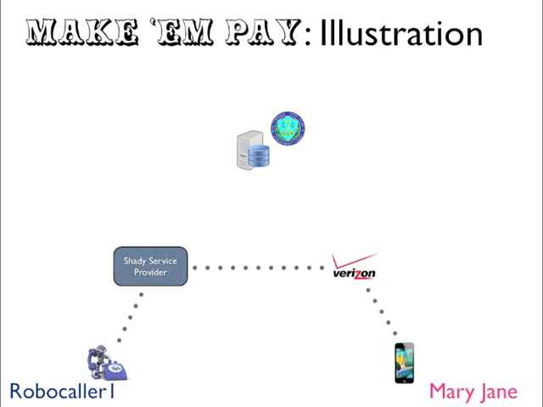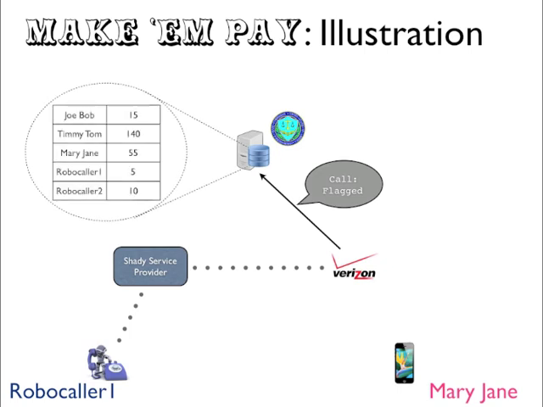However, when Mary Jane realizes that it is a robocall, she'll either press a predetermined sequence on her phone like #666, or simply hang up the phone within a short time, say T seconds, which is a signal that the call is likely a robocall. So this makes her service provider flag the call, and after the call ends, her service provider informs the FTC server that the call was flagged, and so Robocaller 1's budget decreases, in this case by 5 FTC dollars.